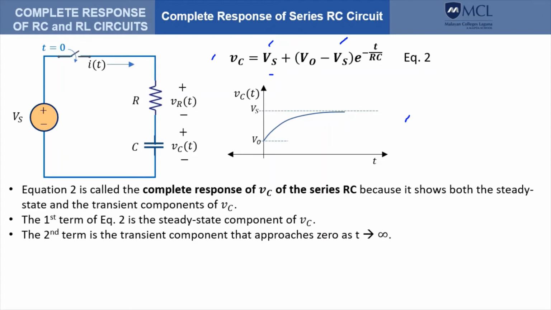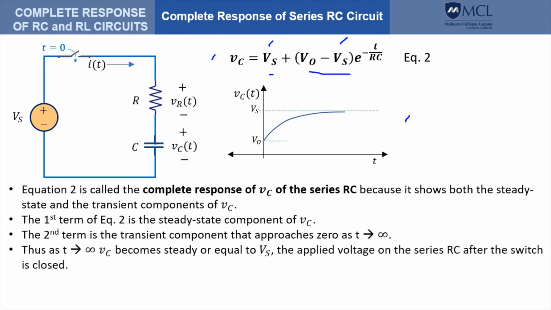As you can see, this term will approach 0 as t approaches infinity. So this term actually vanishes over time. So as t approaches infinity, v sub c becomes a steady state, meaning it becomes v sub s, which is the applied voltage on the series RC after the switch is closed.